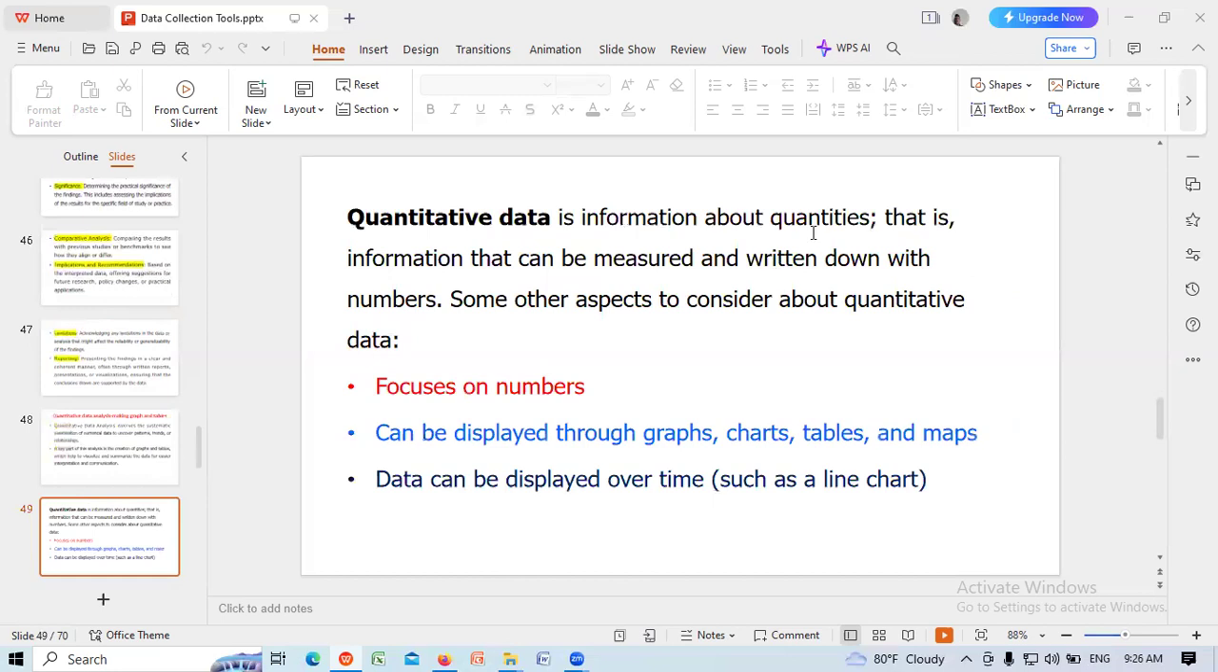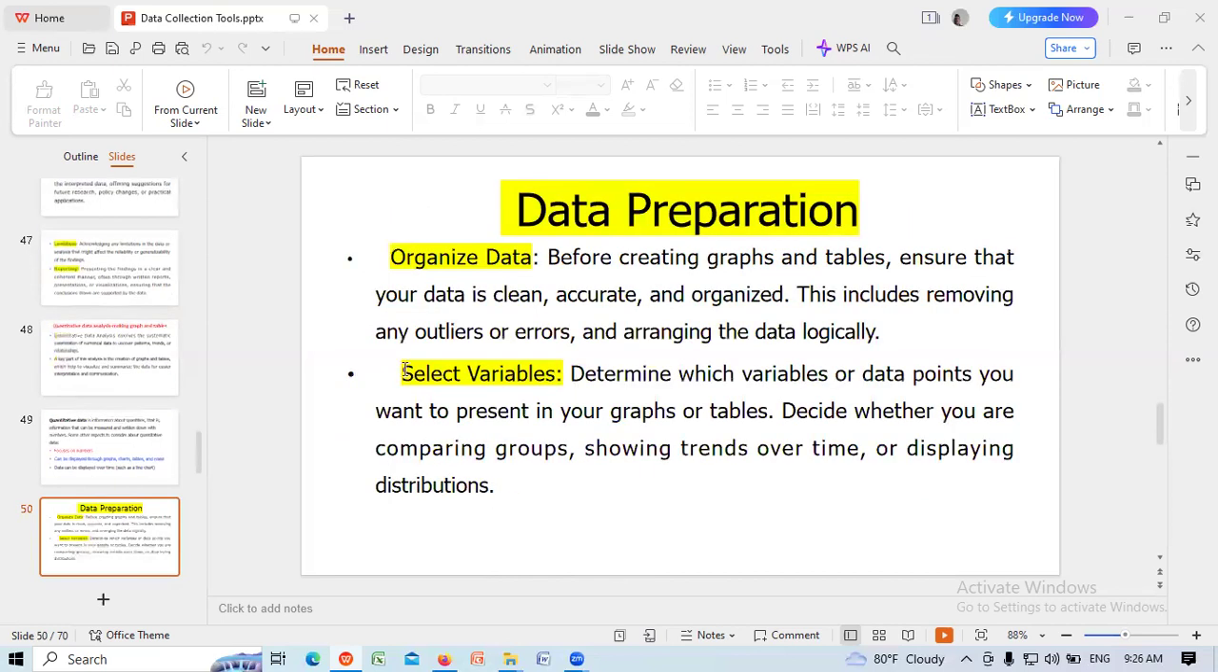Quantitative data is information about quantities, that is, information that can be measured and written down with numbers. Some other aspects to consider about quantitative data: it focuses on numbers, which can be displayed through graphs, charts, tables, and maps. Data can be displayed over time, such as in a line chart.